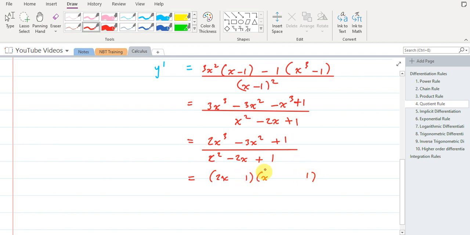1 and 1. Let me see if 1 is a zero of the polynomial on top. If I substitute 1 inside, I'm getting 2 plus 1, which is 3. 3 minus 3 is 0, so 1 works. Should be x minus 1 here.